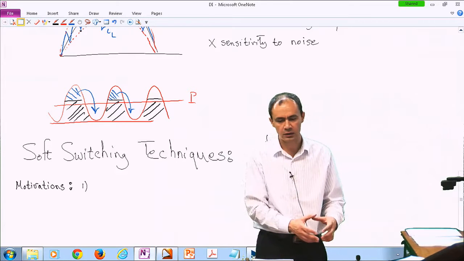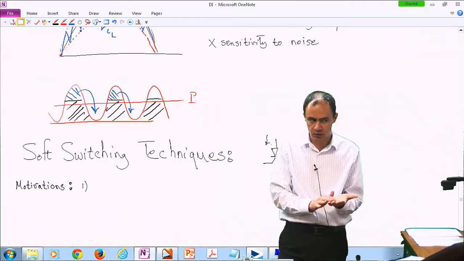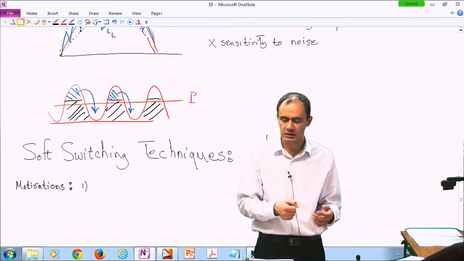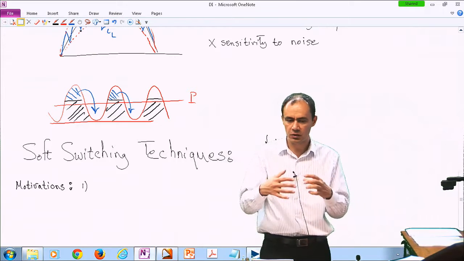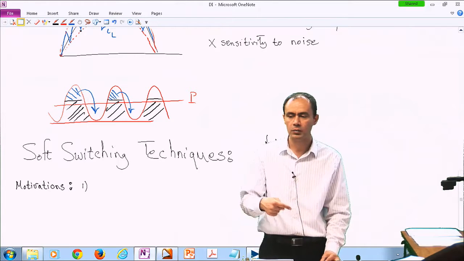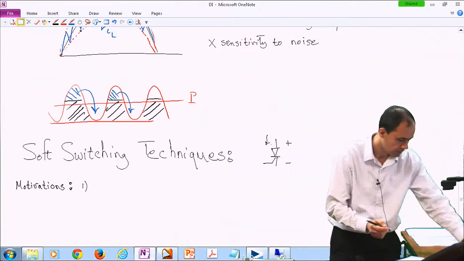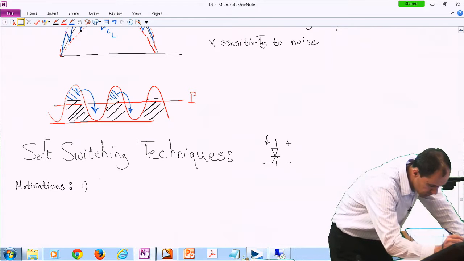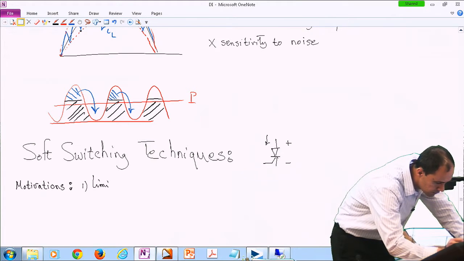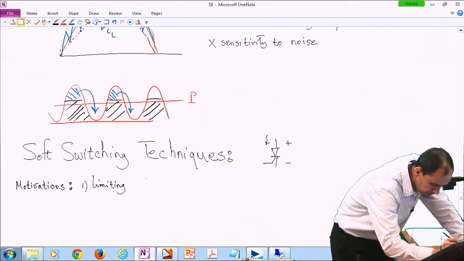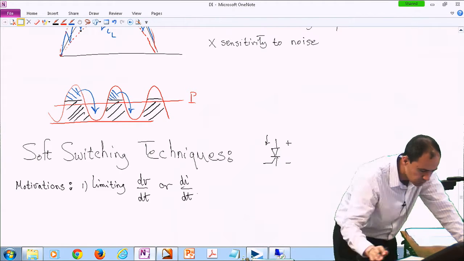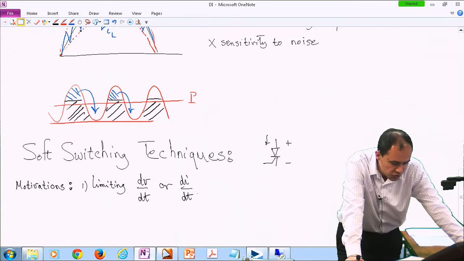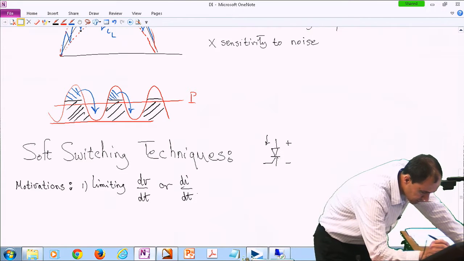So if you have a particular surface for the current to flow through, when di over dt is so high, it is not evenly distributed in that surface. It's very localized. The majority of the current goes through one point, and you basically burn that point. So one of the early motivations was to limit the changes in the voltage or the changes in the current of the switching devices.